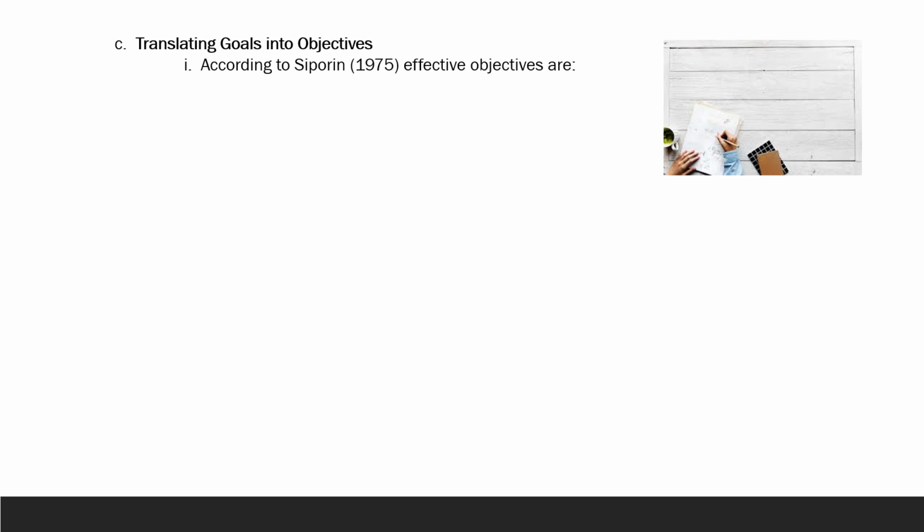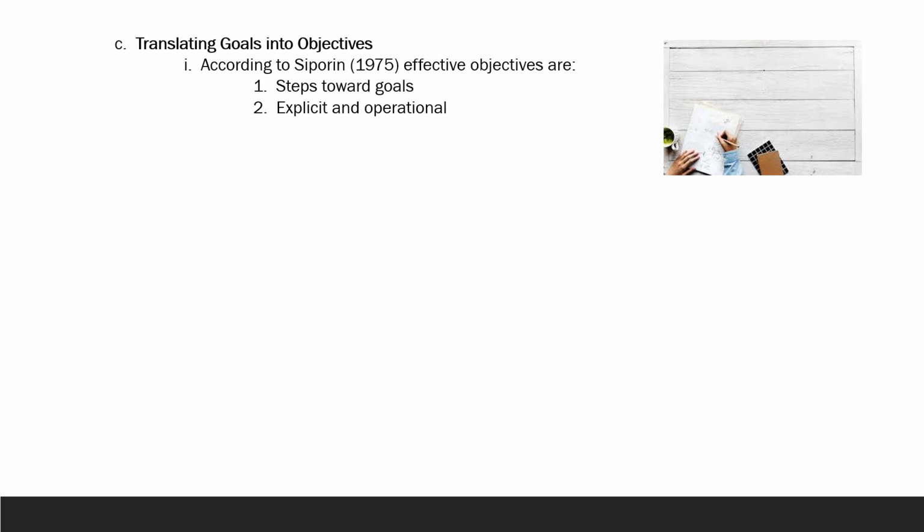Siporin, this is a 1975 publication, talks about creating effective objectives from goals. And here are the elements. Number one, all objectives should be, as I mentioned yesterday, steps toward goals. We're talking about rungs on a ladder. You know you are creating an effective objective when you can say to yourself, this logically fits into the accomplishment of the goal. So one question you can ask yourself when you're writing objectives is, how does this fit in with the accomplishment of the goal? How does this promote achievement of the goal?